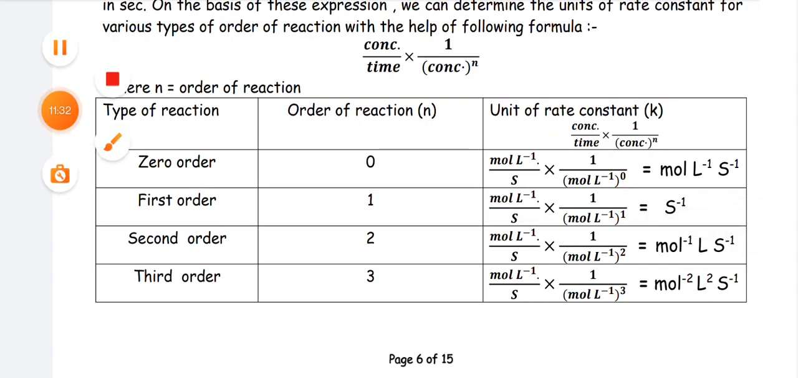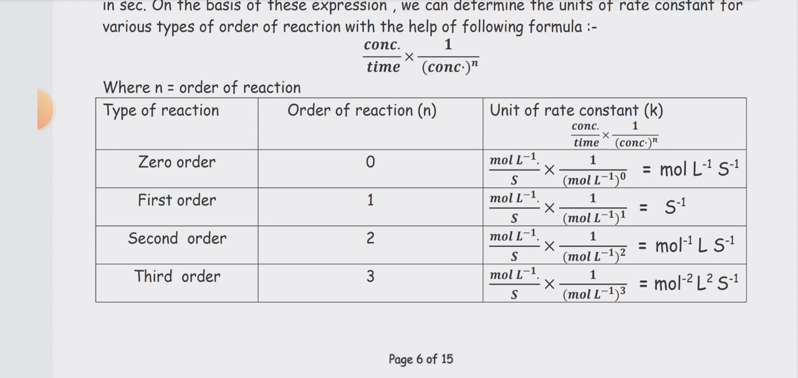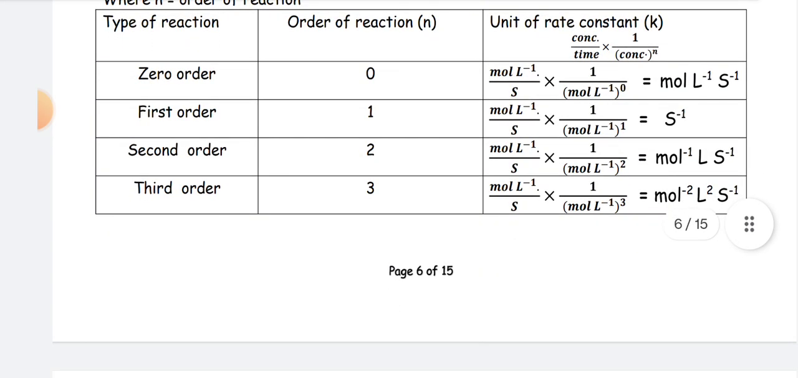Here, for zero order of reaction n is 0. Concentration uses mol liter inverse, time uses second, into 1 upon mol liter inverse power 0, the value is 1, so it cancels out. Hence mol liter inverse second inverse. First order, same, instead of n use 1: second inverse. Second order: mol inverse liter second inverse. Third order: mol inverse to liter square second inverse.